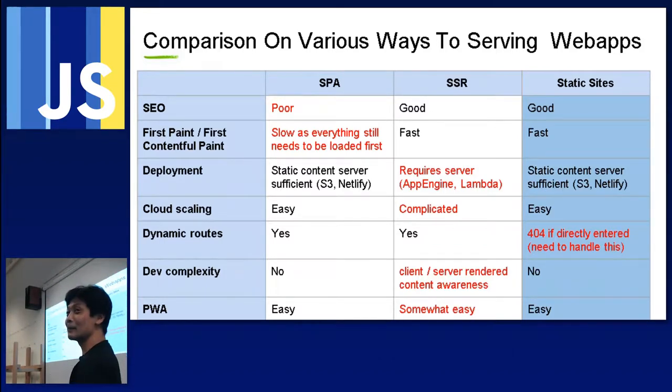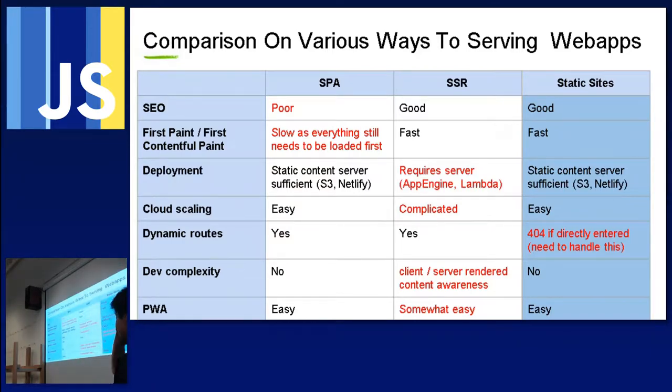Deployment for SSR is a bit more involved because you need the server to serve the thing. So if you need to scale up, you need to scale up the servers. But for static sites, it's again similar to the SPAs. So fourth point, same. Fifth point, dynamic routes.